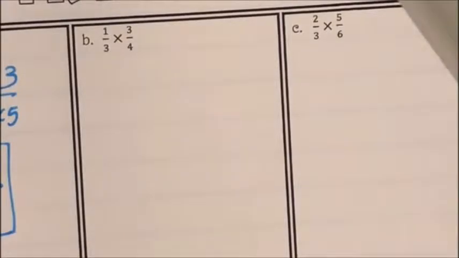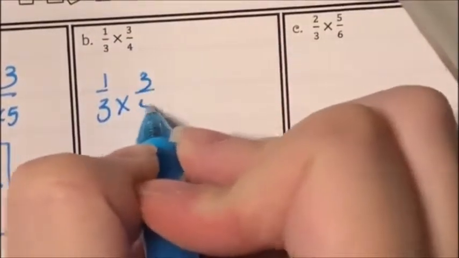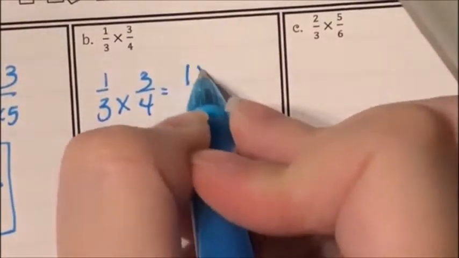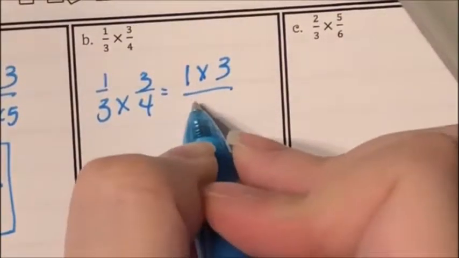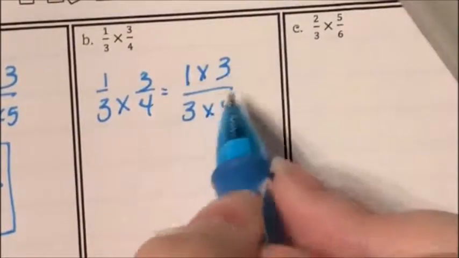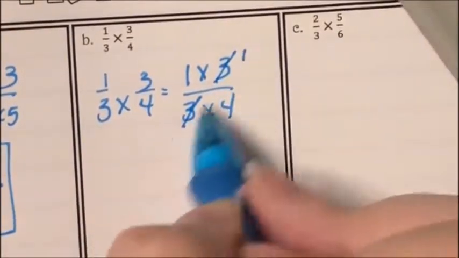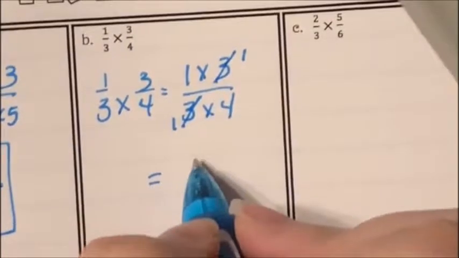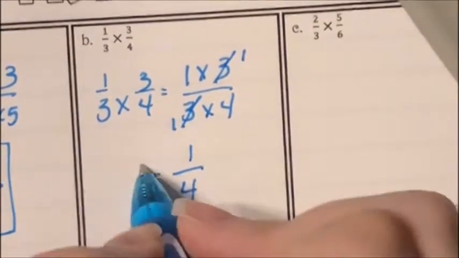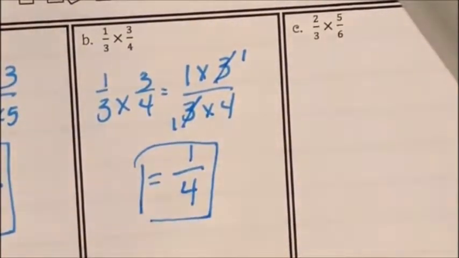Letter B says 1/3 times 3/4. So I multiply my numerators and my denominators. I can notice that 3 and 3 simplify. So I get 1/4. Okay.